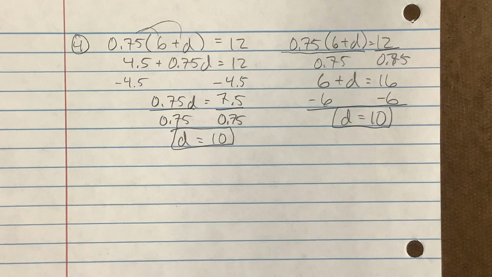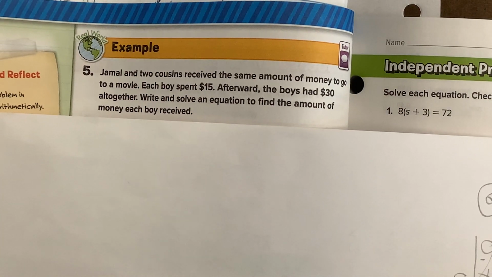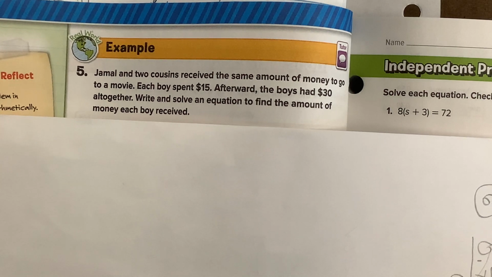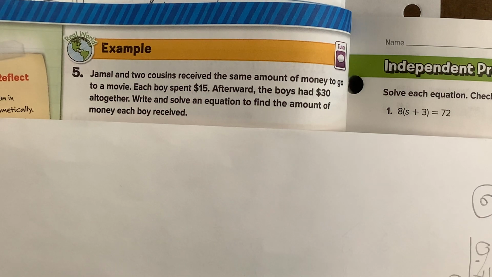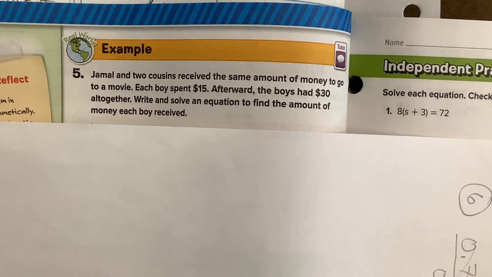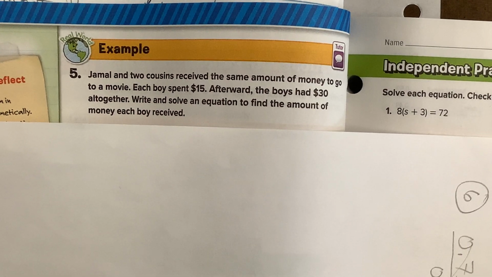Okay, a couple of story problems, and then I just want to show you kind of ultimate solving equations stuff. Alrighty, so this says Jamal and 2 cousins received the same amount of money to go to a movie. Each boy spent $15. Afterwards, the boys had $30 altogether. Write and solve an equation to find the amount of money each boy received. There is a lot going on in this story problem, okay?